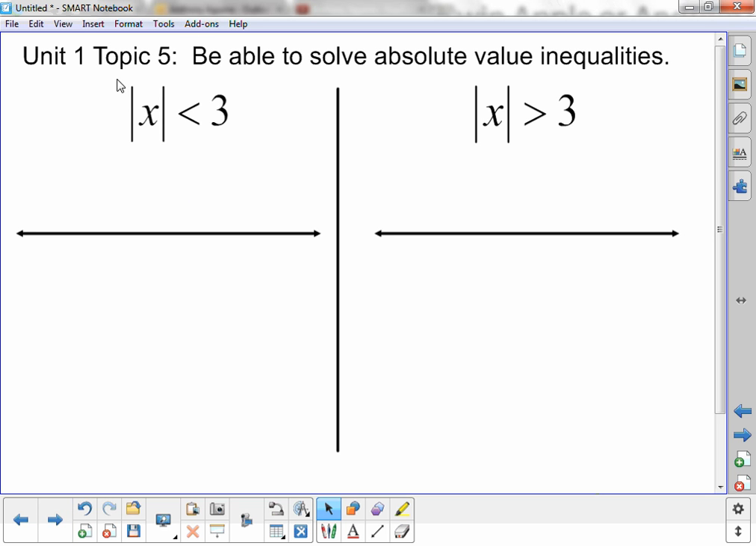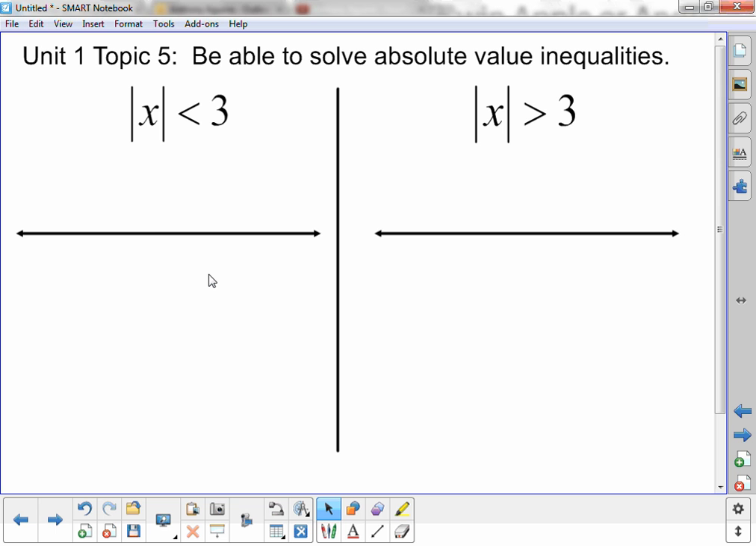All right, so Unit 1, Topic 5, be able to solve absolute value inequalities. So first off, I want to go over very briefly what these look like. So you have the absolute value of something, and then an inequality, and then something on this side. Now, if you notice, I put a less than symbol and a greater than symbol on this side. So I do want you guys to understand what this actually means because I could format the question to ask any part of this. So the absolute value means the distance from 0. So technically what this is saying is the distance from 0 of x is less than 3.